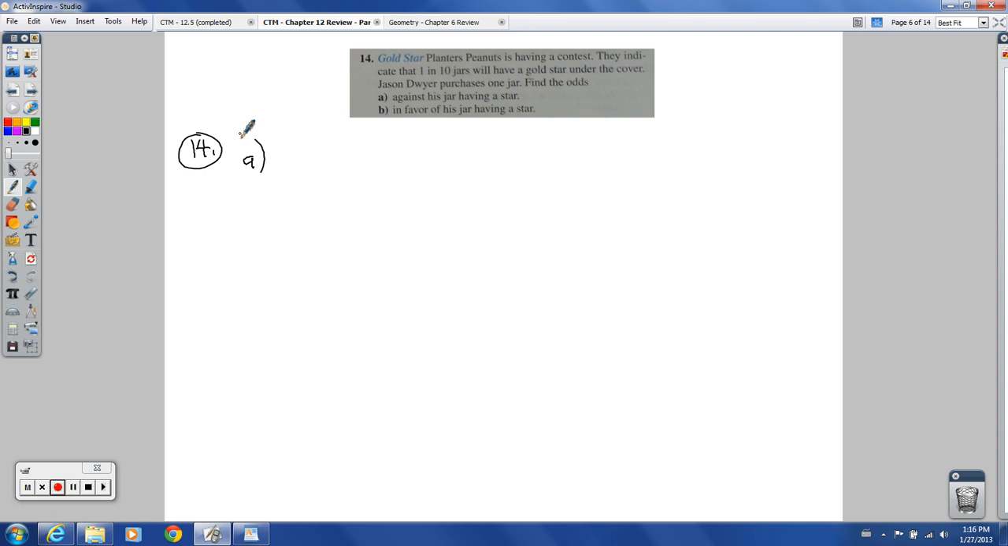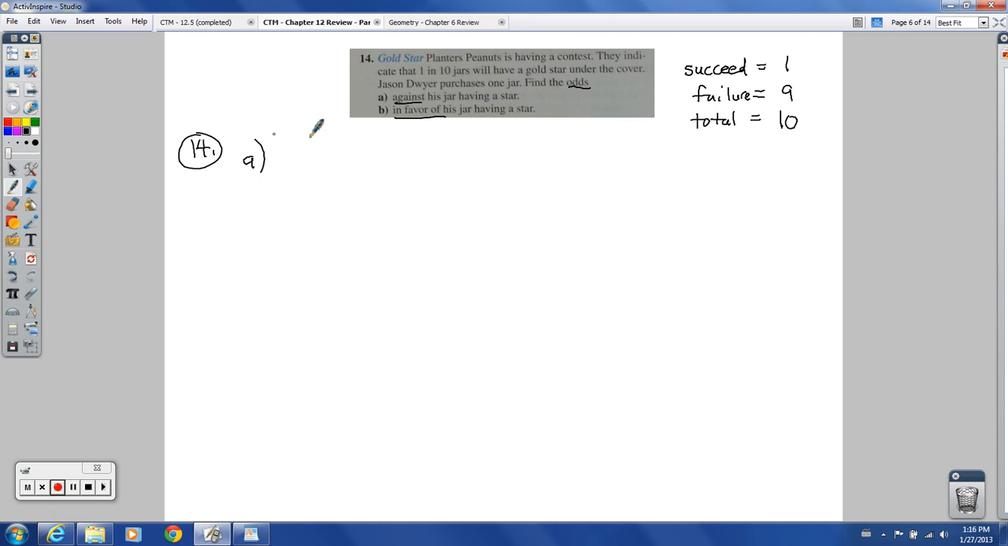So in class we talked about a way I think that's easier than what the book states in terms of figuring out odds against and odds in favor of. And so let's do this problem thinking of it that way. So if there's 1 in 10 jars, think of it in terms of ways to succeed. The number of ways to succeed is 1. We're saying there's 10 jars, 1 of those is a success. If 1 is a success, it would make sense that 9 are going to be failures. So fail would be 9.